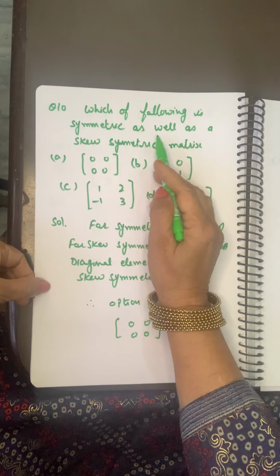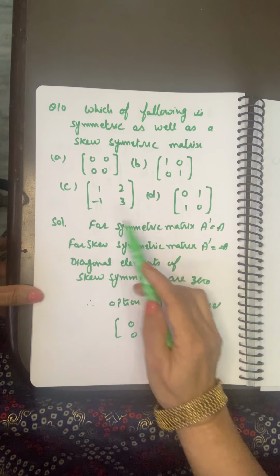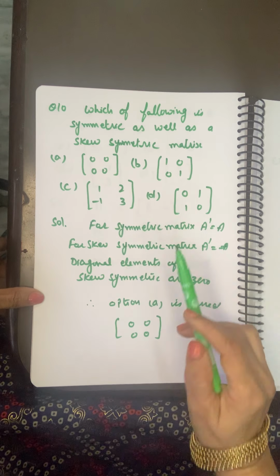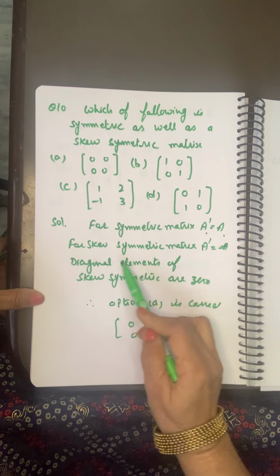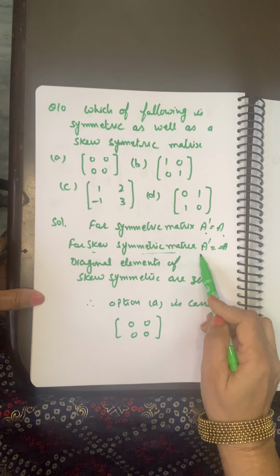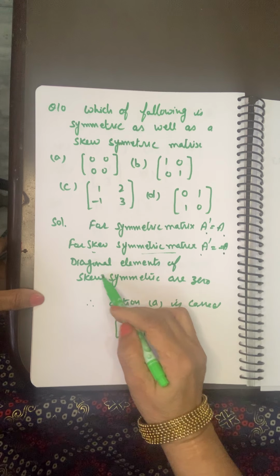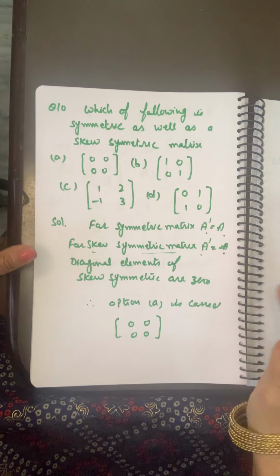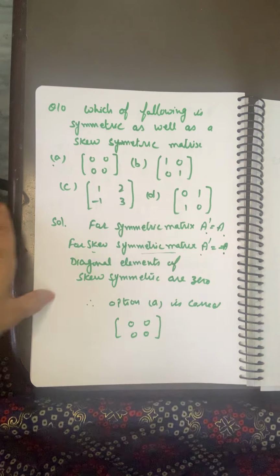Which of the following is symmetric as well as skew symmetric matrix? We have given again the 4 options, option A, B, C, D. For a symmetric matrix, transpose of A equal to A. For a skew symmetric matrix, children, remember, transpose of A equal to minus A. So the diagonal elements of a skew symmetric matrix are 0. Which option is correct? Option A is correct.